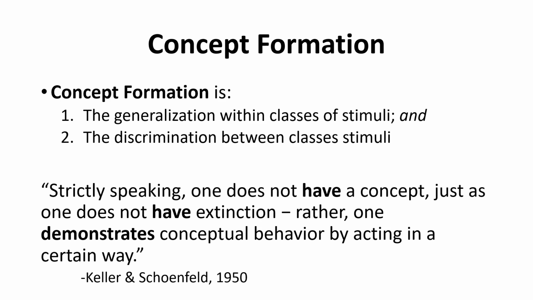So setting up our stimulus classes of pictures with humans and pictures without humans, and discriminating between different classes of stimuli. So discriminating between our concept that falls under that discriminative stimulus, and not responding to the one that is our S delta. And our quote here states that, strictly speaking, one does not have a concept, just like one does not have extinction. Rather, one demonstrates conceptual behavior by acting in a certain way.